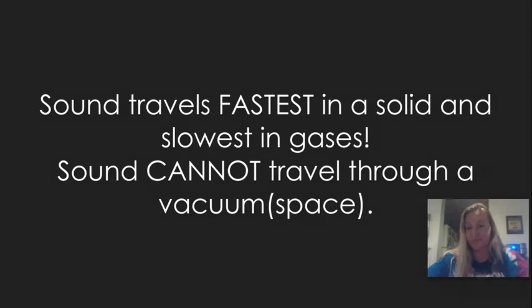Remember, space, there's nothing there. There's nothing for that sound to travel through. Sound has to travel through something. Sound's going to travel fastest in a solid and slowest in gases. It's the exact opposite of light.